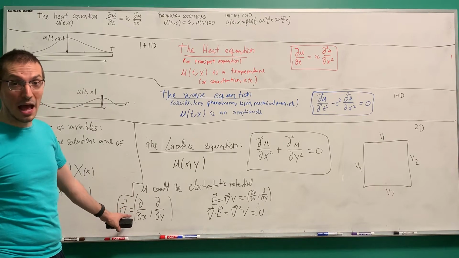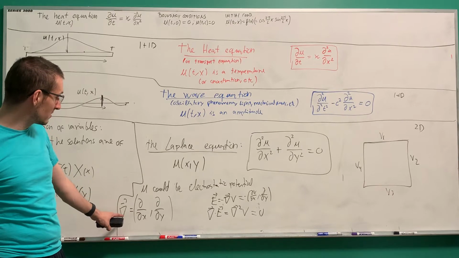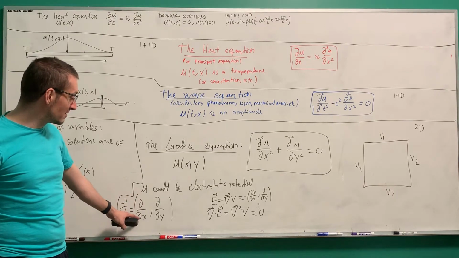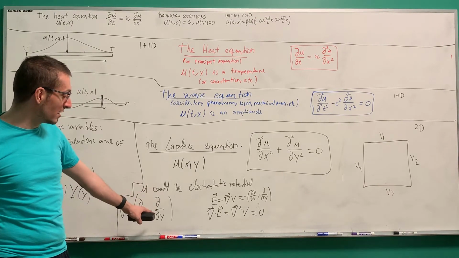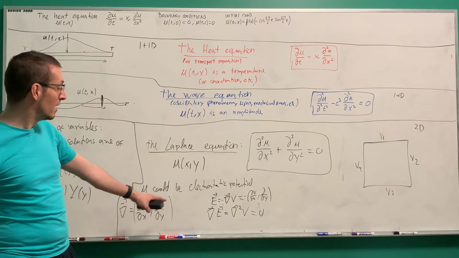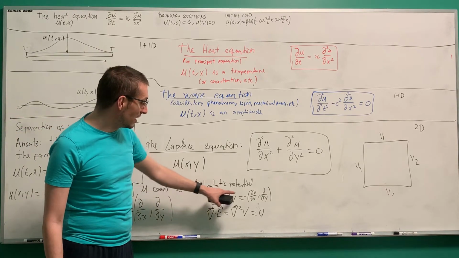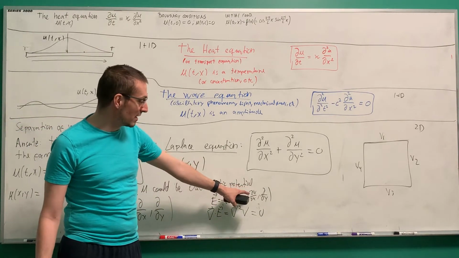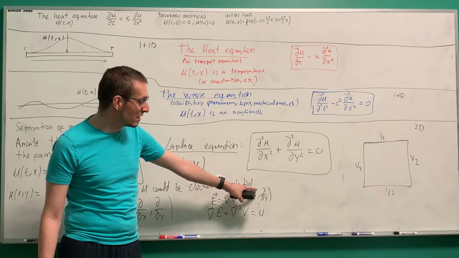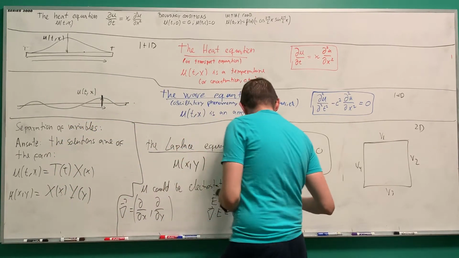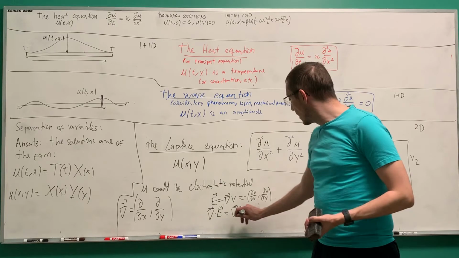You apply the operator nabla that you saw in your vector calculus, whose x component takes the partial derivative with respect to x, and y component takes the partial derivative with respect to y. So the electric field is minus a vector, it's a vector, partial derivative of V with respect to x, partial derivative of V with respect to y.